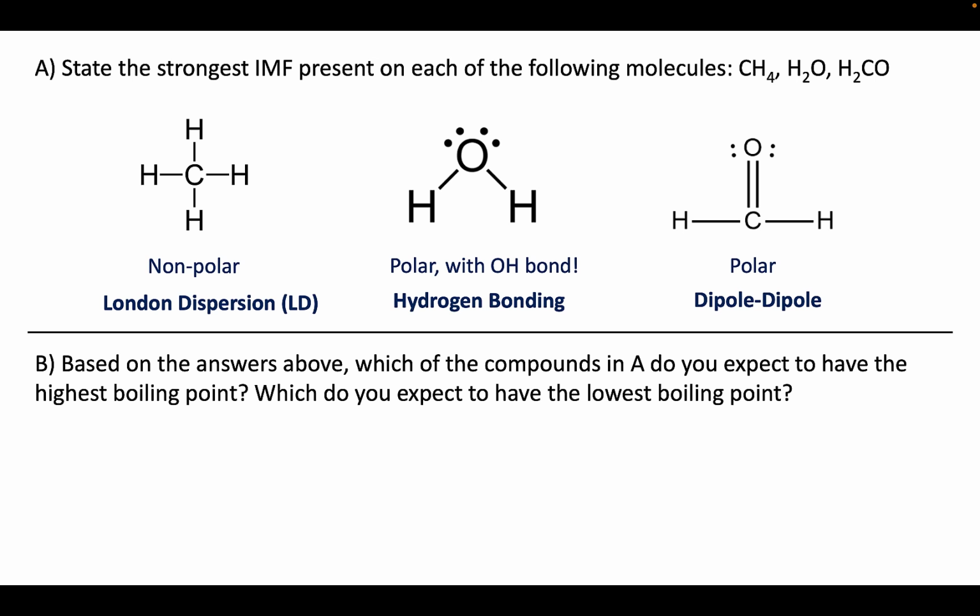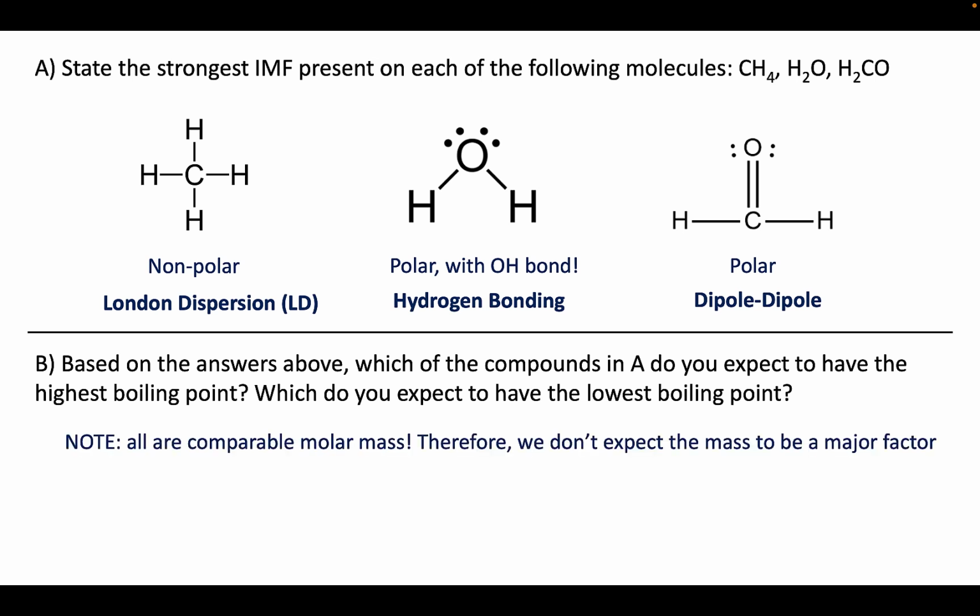And an important caveat of this is that all of these have pretty similar molar masses. You know, it is different, right? Methane is about 16, water is about 18, and formaldehyde is about 30. But for all intents and purposes, these are effectively the same. It's not like one of them is 300 and the other one is 30. That would really need to be considered differently. So roughly the same molar mass, so we don't expect that to be a factor.